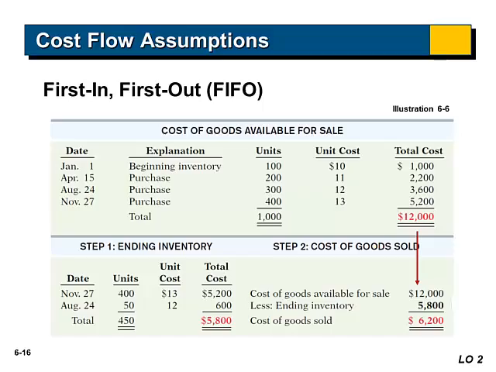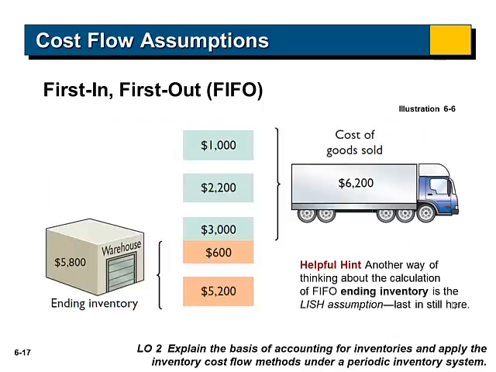That means everything else, all of the stuff that was purchased first, all of the units from January, from April, and then the remaining August units are all in cost of goods sold. And you can take your cost of goods available for sale of $12,000, subtract out what you know is left in ending inventory to get to a cost of goods sold number of $6,200. Another way to look at it is in these little boxes right here.